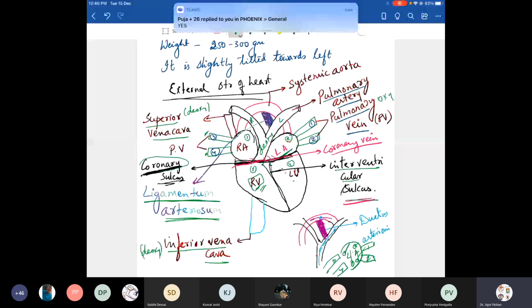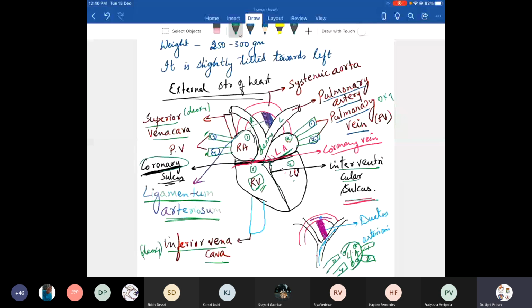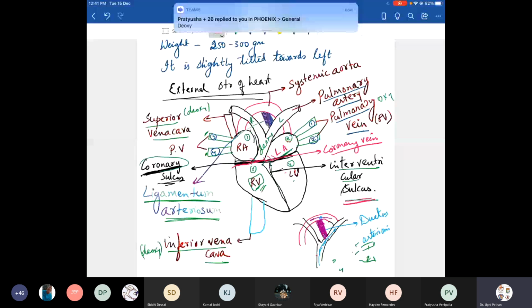Pulmonary artery carries what type of blood? Oxygenated or deoxygenated? Deoxygenated. Very good. Aorta carries what? Which blood does aorta carry? Oxygenated. Very good. Aorta arises from which chamber? Left. Very good.